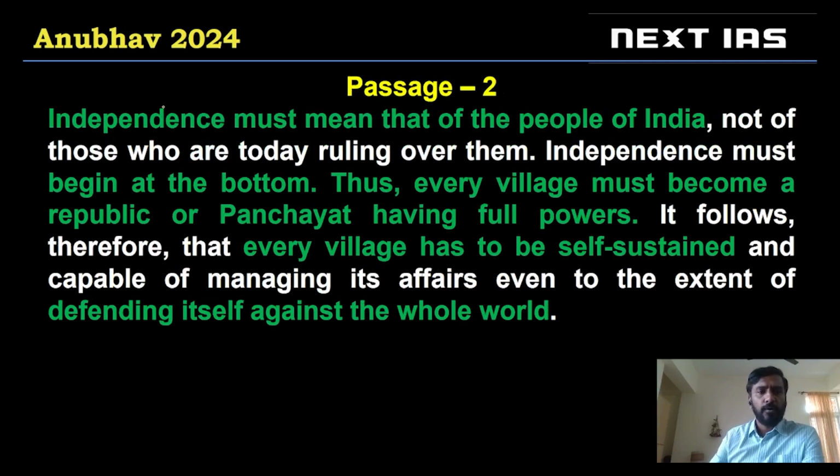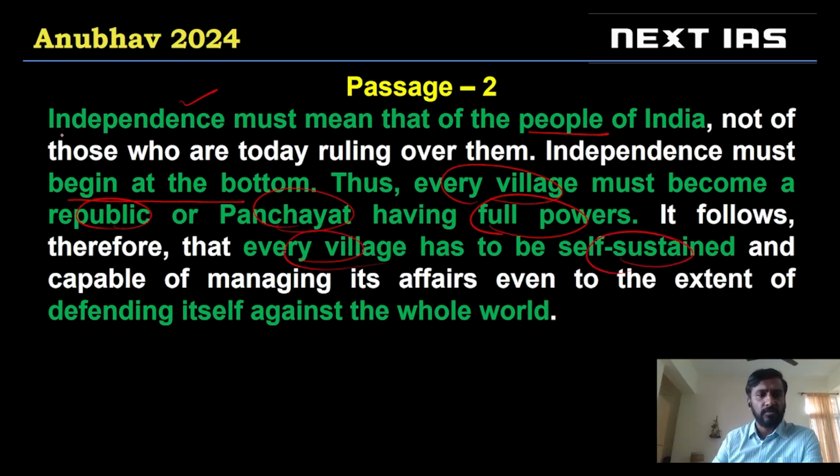Okay. Now let's see this passage. This is again about, like I said, civics, polity sort of, but an opinion passage. Here, independence must mean that of the people. Independence must begin at the bottom. Thus, every village must become a republic or panchayat having full powers. Every village has to be self-sustained. And then the author, so essentially this is a little extreme, but we understand the tenor of the passage, what the passage is trying to imply, that every village should be one complete unit, a microcosm in itself. It can self-sustain and it can defend against the world.